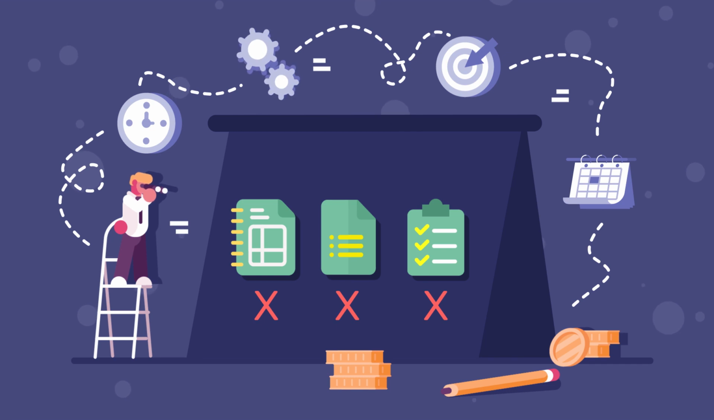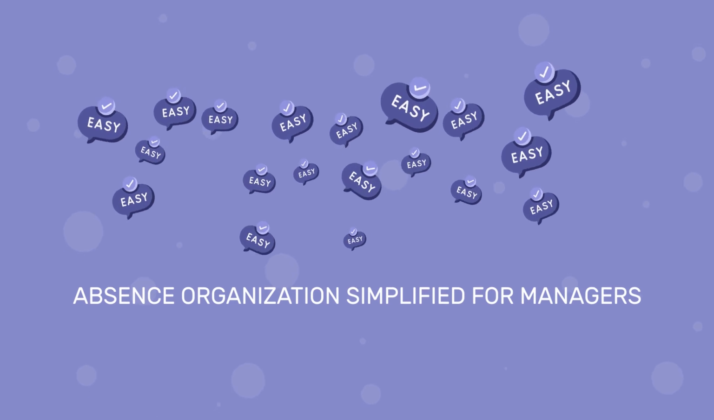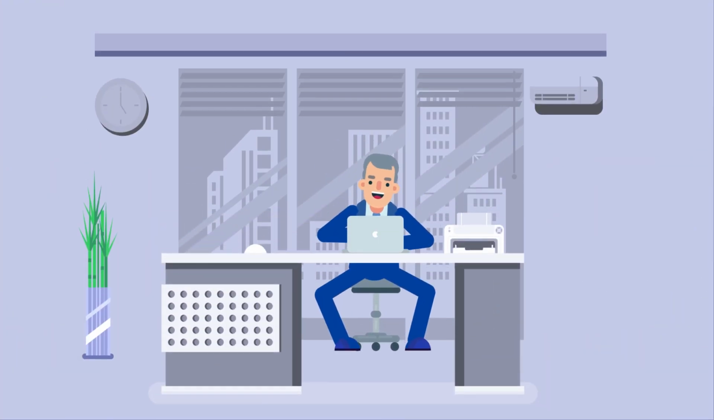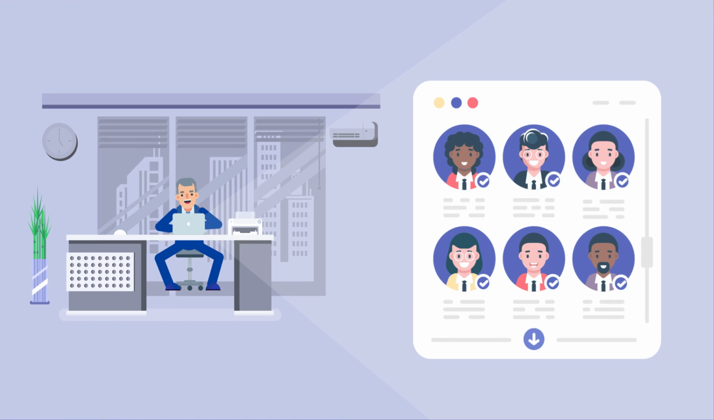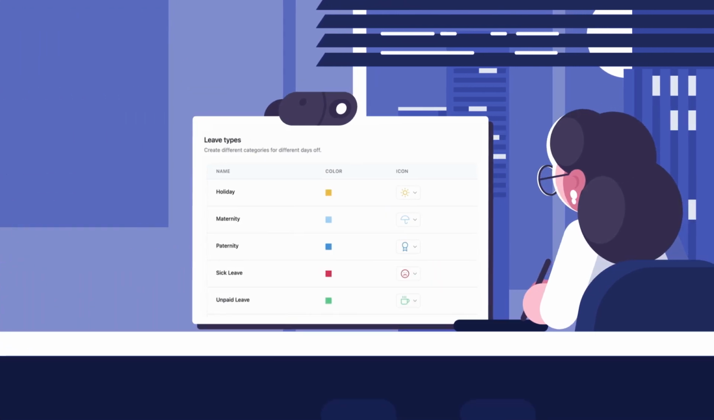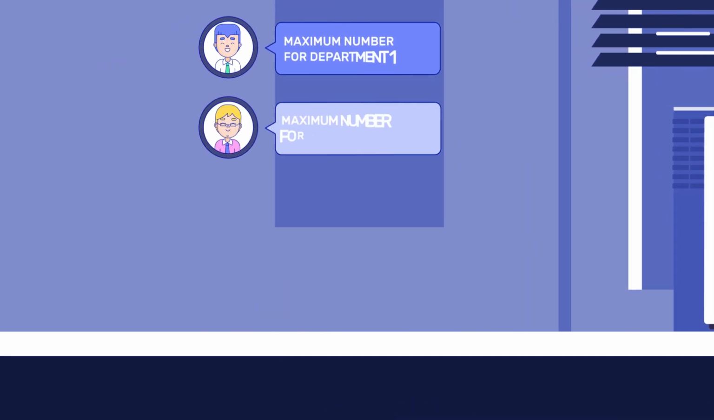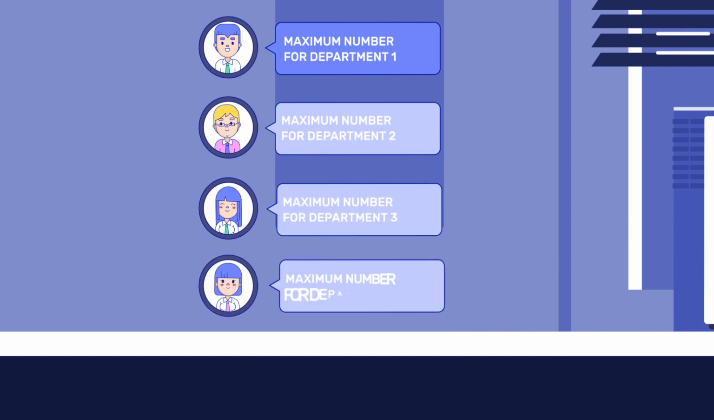Absentify gives you a clear overview of team members' absences and makes absence organization easier for management. Managers can divide employees into departments, set minimum staffing levels for departments, and easily monitor vacation overlaps within departments. Managers can create an unlimited amount of absence types and reasons, set if those days are deducted from allotted leave, and set approval parameters. They can also set a maximum number of department members who can request simultaneous leave.